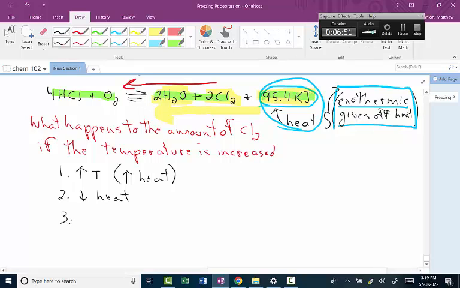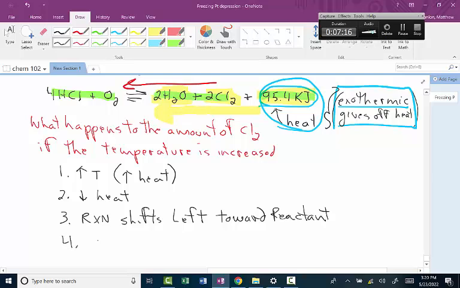And so the reaction shifts to the left, away from the heat. It wants to take that heat and use it up and get rid of it. The reaction shifts left towards reactants, and therefore the concentration or the amount of chlorine decreases.